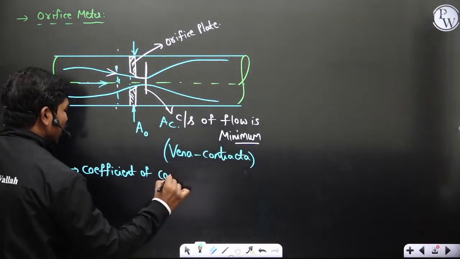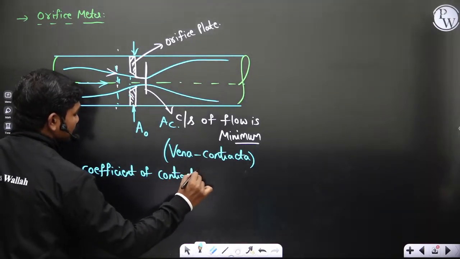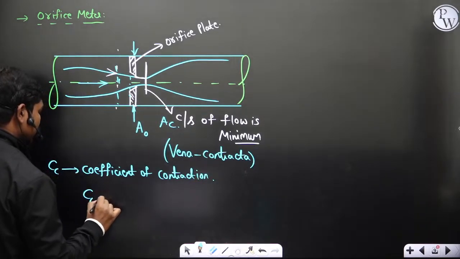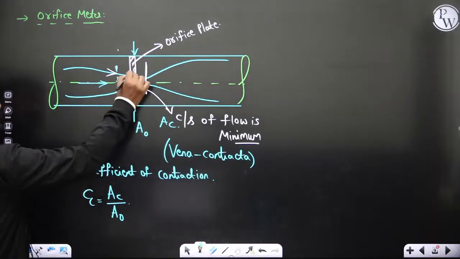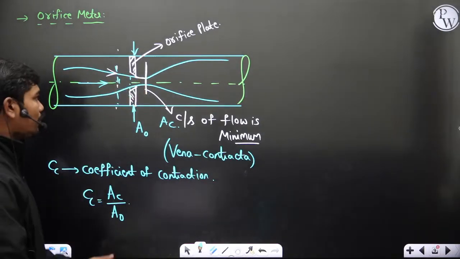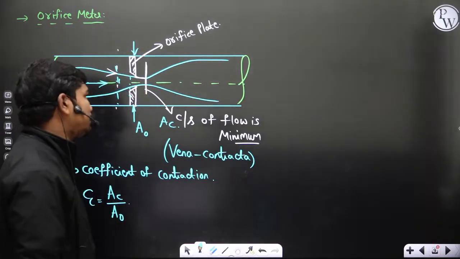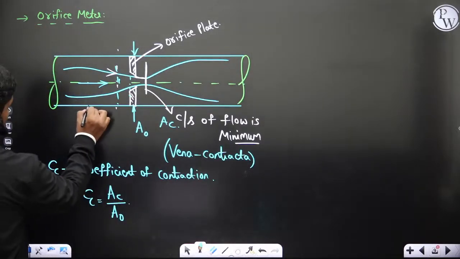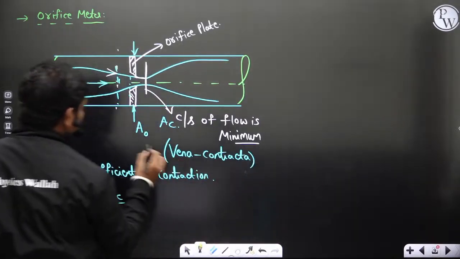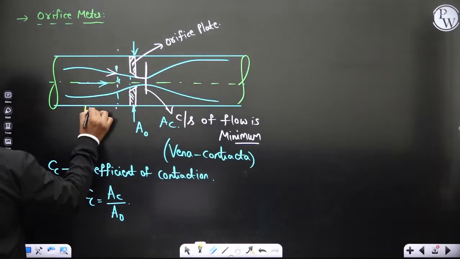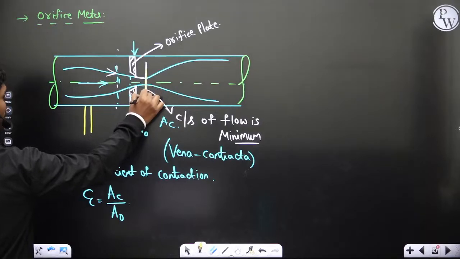Coefficient of contraction, which is generally Cc, is equal to the vena contracta area divided by the orifice plate area. That means the area of the flow at this particular location. Now you can connect the manometer again. You connect it at some points here, in the uniform direction, and also here, where the flow gets stabilized.